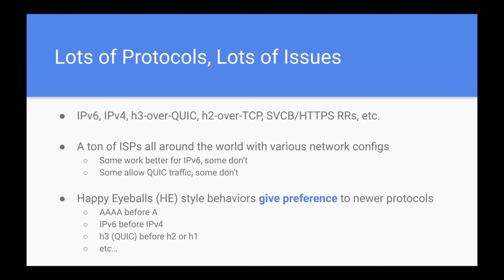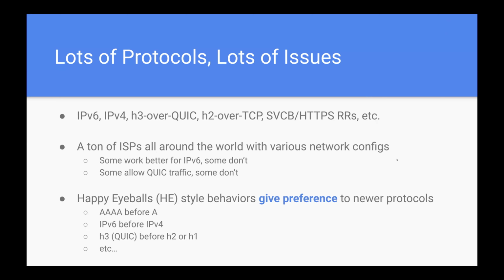There's still some routing misconfigurations. Sometimes it's broken. Same thing with QUIC. Sometimes it works, sometimes it doesn't work. And then we have this concept of Happy Eyeballs, which is just trying to give preference to newer protocols so that we get away from the old ones, right? And DNS is part of the Happy Eyeballs.